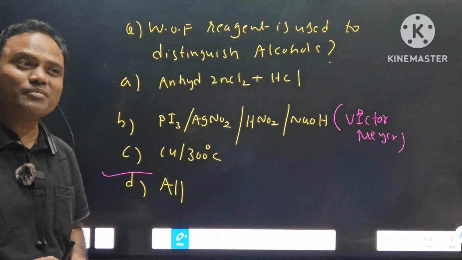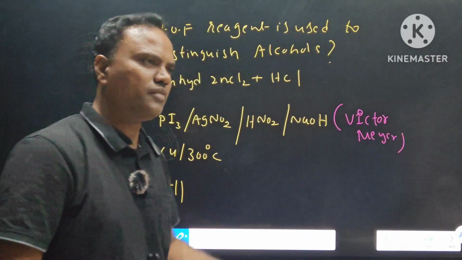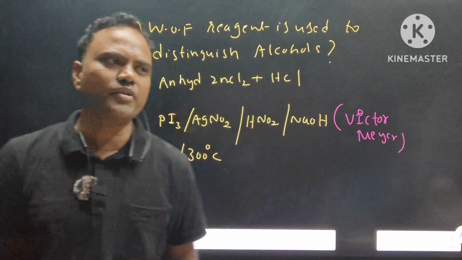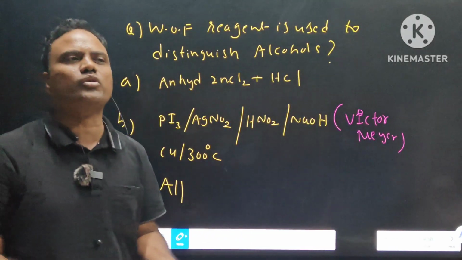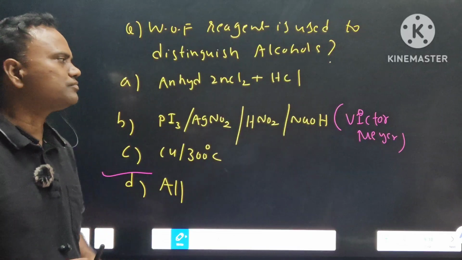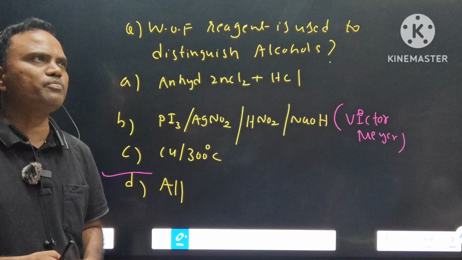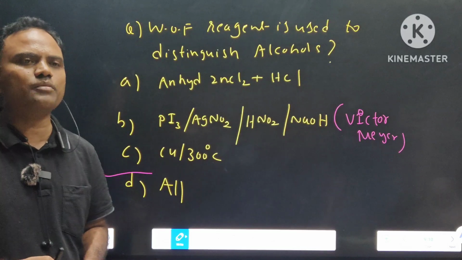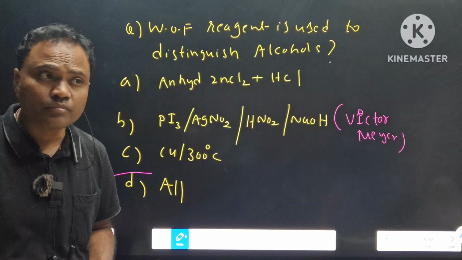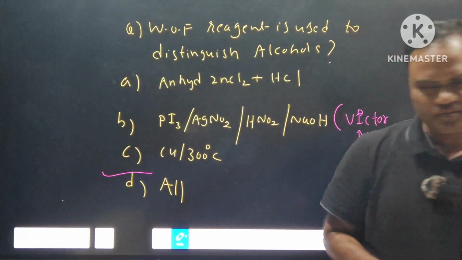Sodium metal. Can I use sodium metal? Because primary alcohol will react in a similar way. Secondary alcohol will react in a similar way. 3 degree alcohol also reacts in a similar way. All alcohols produce H2 gas. Then how can you distinguish? So sodium cannot be used for distinguishing. If any reagent produces the same type of product with alcohols, that cannot be used for distinguishing. CAN also, because you will get a red complex.